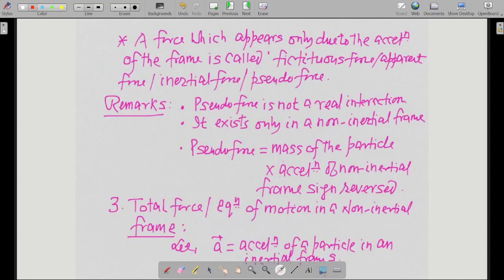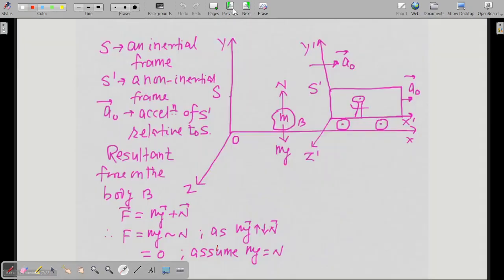That is the total force equation of motion in a non-inertial frame. Let us suppose that A is the acceleration of a particle in an inertial frame S. Let me put this to the side. So, total force equation of motion in a non-inertial frame. Then what is a non-inertial frame? You have already seen, right? An accelerating frame is a non-inertial frame, as shown over here.